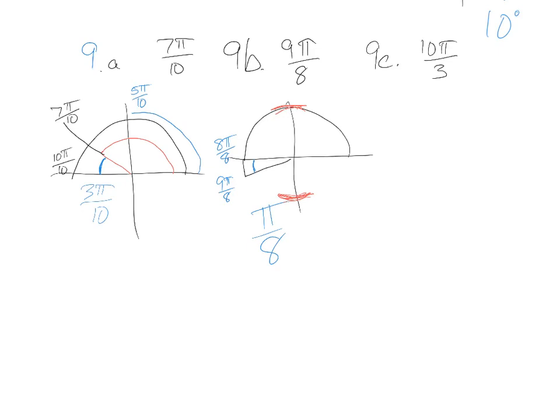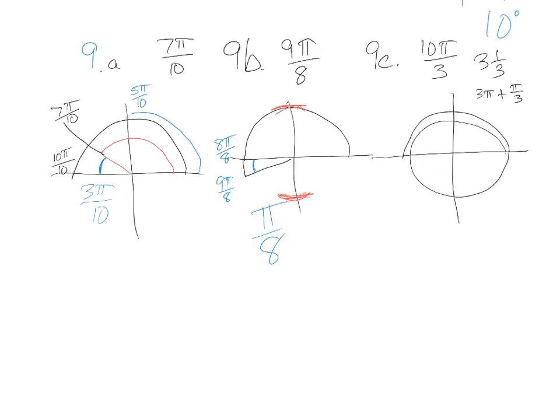All right, so 9c, 10 pi over 3, where are we? What is 10 pi over 3 as a mixed number? 3 1/3, right? That's 3 pi, and pi over 3 is what that is. So where's 3 pi? 2, 3, and 1/3 pi over 3. So what is this? Pi over 3. That's your reference. It's always positive. It's always less than 90 degrees.